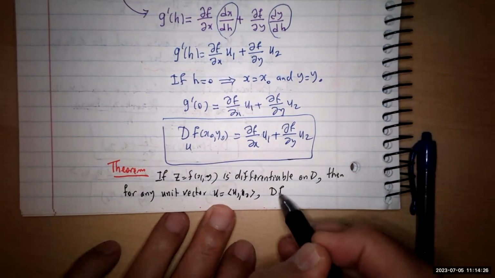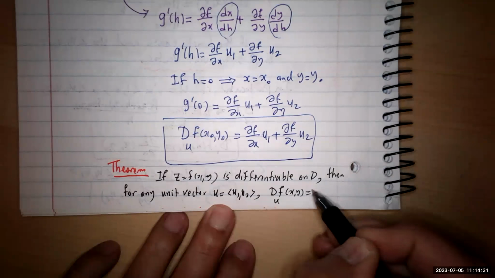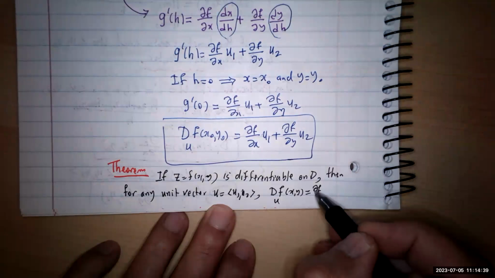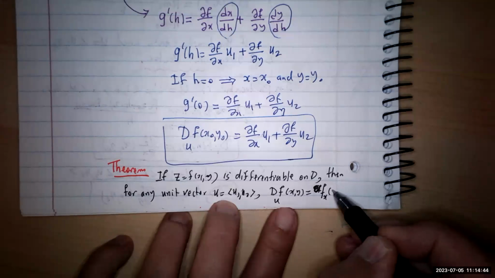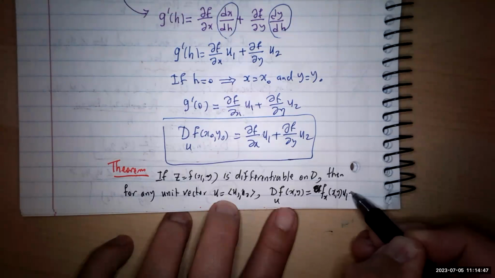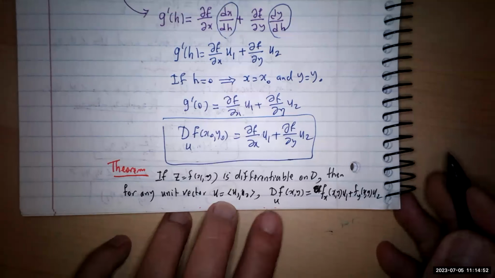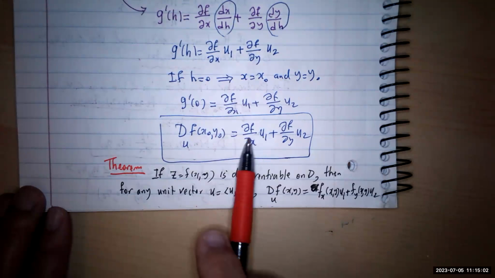The directional derivative of f at (x, y) in the direction of u is simply ∂f/∂x. Let me write it down as f sub x: f sub x at (x, y) times u1 plus f sub y at (x, y) times u2. So that gives you the directional derivative. A nice and easy formula to work with.